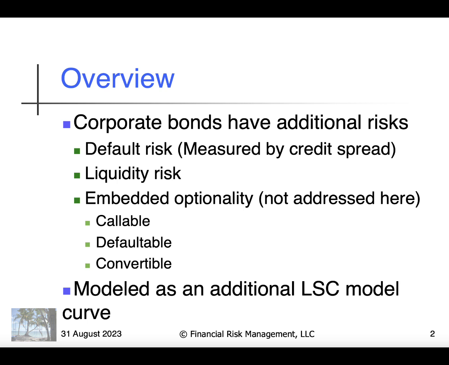We're not going to dive into this embedded optionality. What we're going to do here is basically model the credit spread as an additional LSC curve. And so the goal is to take a complex book of corporate bonds and be able to reduce at least the credit spread risk and the base curve risk to just a handful of parameters. So if we use a two-factor LSC model for both the base curve and the credit spread, then I can value different debt instruments with only 4 factors and explore the risk of my corporate bond portfolio.